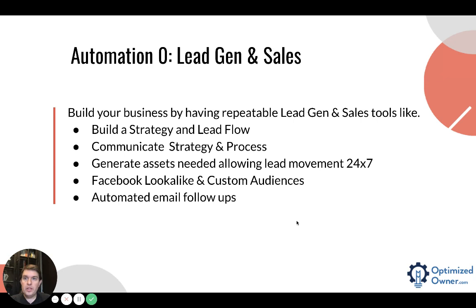So what we're building towards is automation 0, which is automating your lead and sales. Because if you've got lead gen and sales automated, that essentially allows you to communicate the strategy and process. Leads move 24/7, and you can then essentially build out audiences on Facebook and automate things so you can get out of the day-to-day.